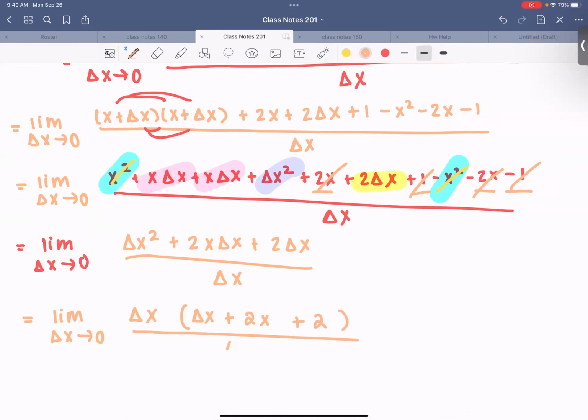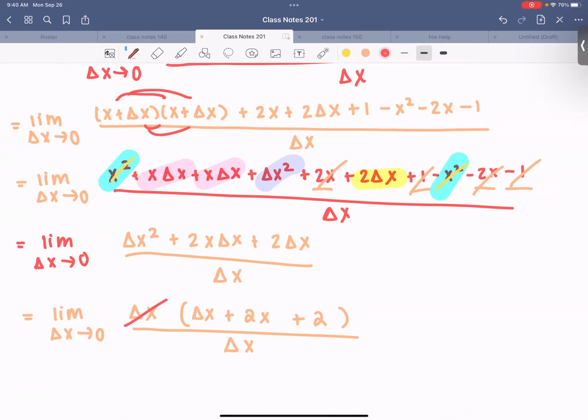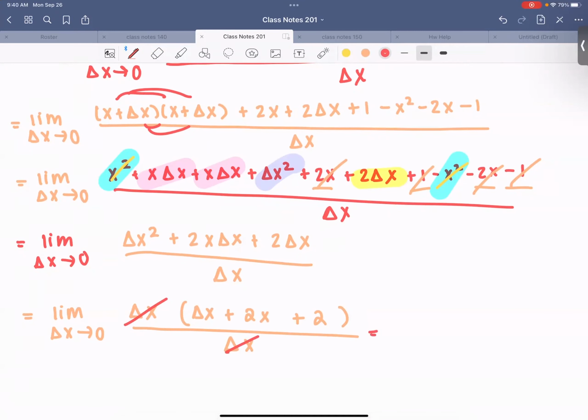On the bottom, we still have a delta x. Looks like we can cross out the denominator and the numerator. So we're left with the limit as delta x goes to 0 of delta x plus 2x plus 2. Here's where things get a little tricky. What is actually going to 0 here? Is it delta x or x? Delta x.